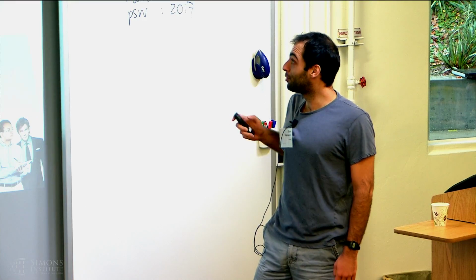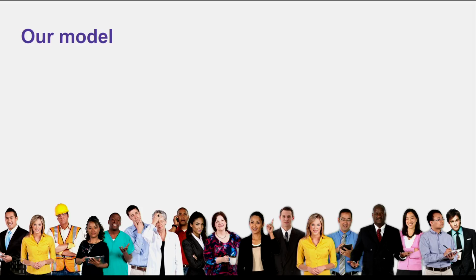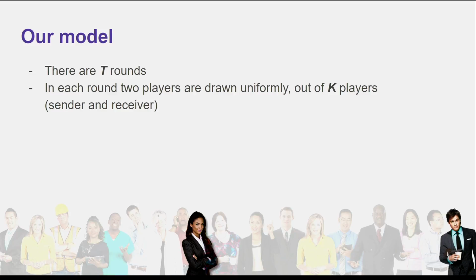Yeah, this is time to define our model precisely. So we consider 3 rounds of communication. In each round, 2 players are drawn uniformly out of many, many players, K players. One is chosen to be the sender and one the receiver.